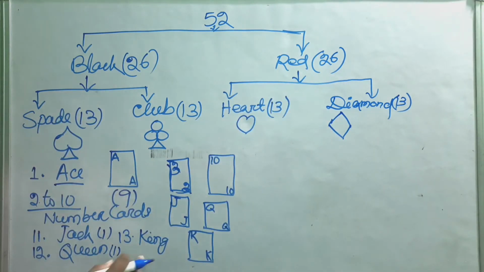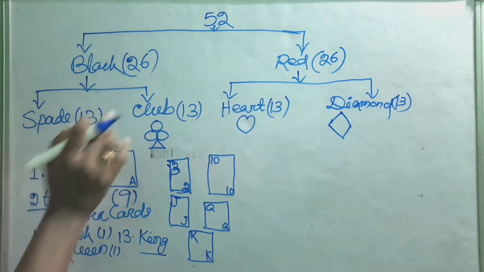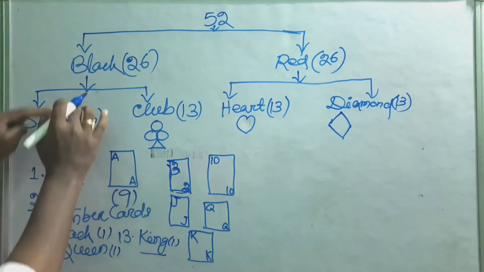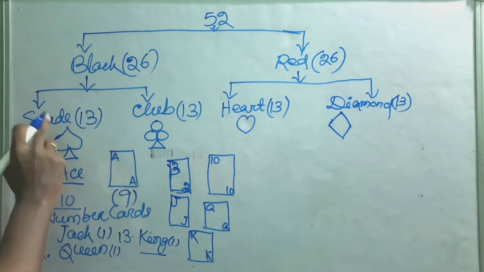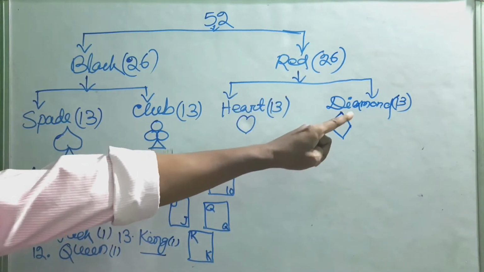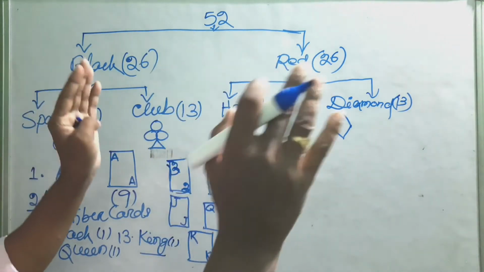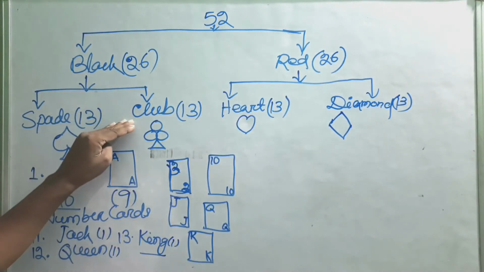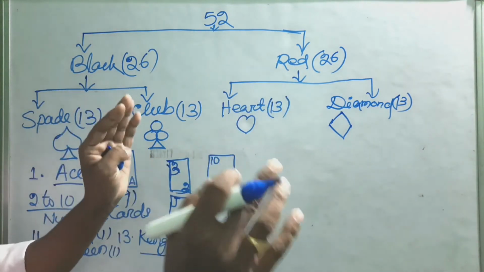Similarly King, there are 4 Kings, 1 King from each type. Spade has 1 King, club also has 1 King, heart 1 King, diamond 1 King. So that means there are 4 Kings. Out of these 4, 2 are black and 2 are red in color.